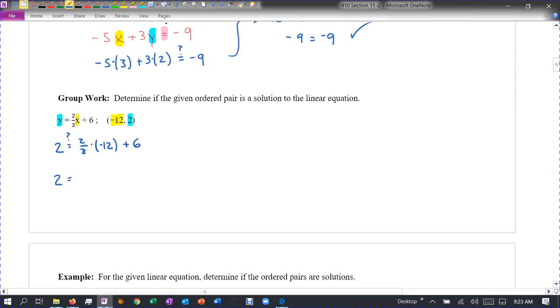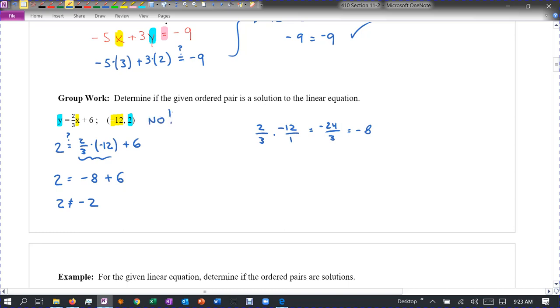So does 2 equal, now I need to do 2/3 times -12. I'm going to write -12 as a fraction, and then I'm going to multiply straight across. I get -24/3, but that's just -8. So these together become -8, and then plus 6. And -8 plus 6 is -2, and they are not equal. So is this a solution? No.